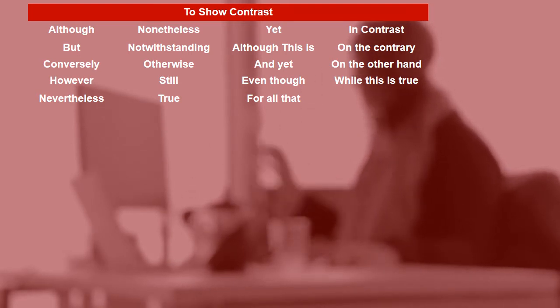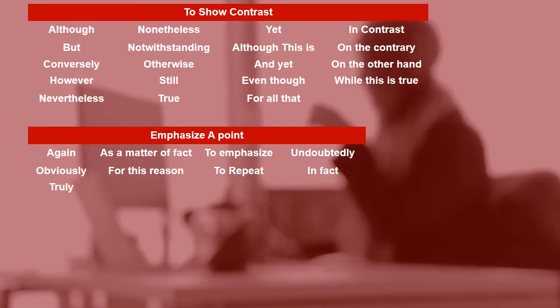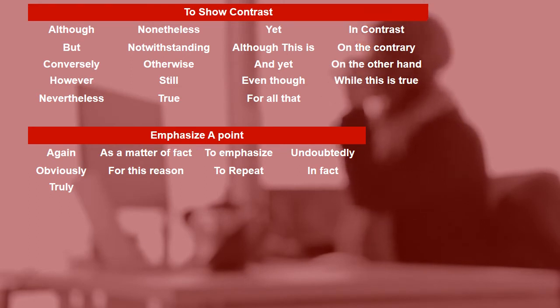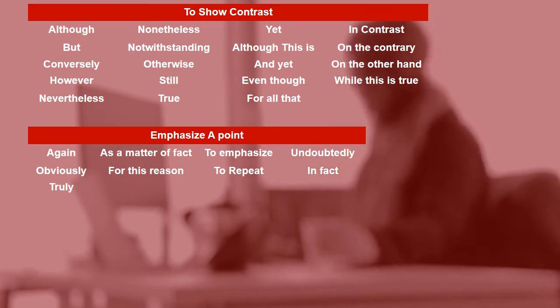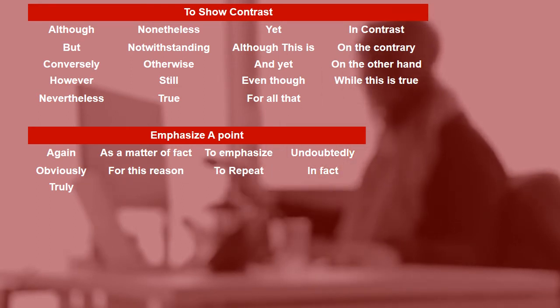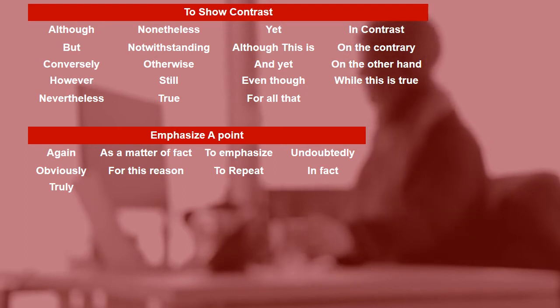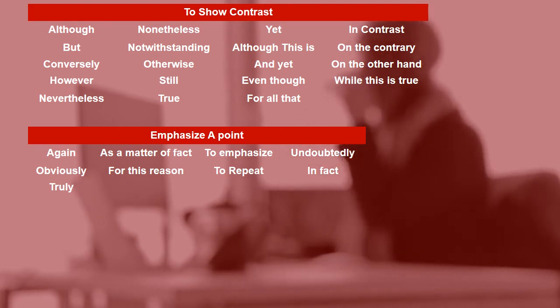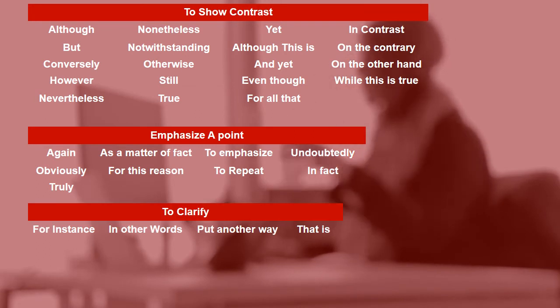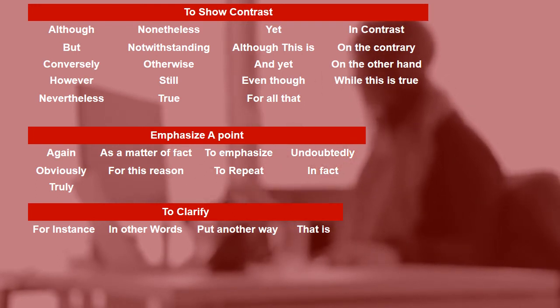Alright, the next list is to emphasize a point or stress a point or to make it more valid. For example, again, obviously, truly, to emphasize, to repeat, all help you to emphasize a point. Words like for instance, in other words, put another way, that is, are used to clarify or justify a point or an idea. The next list is to give examples.